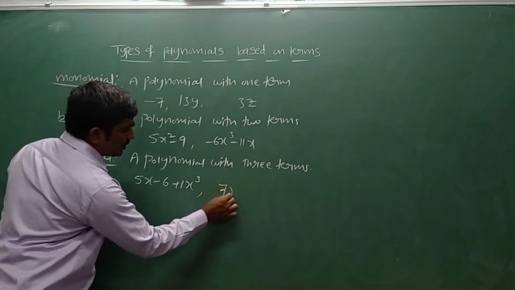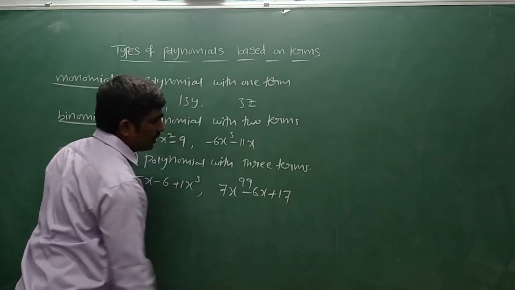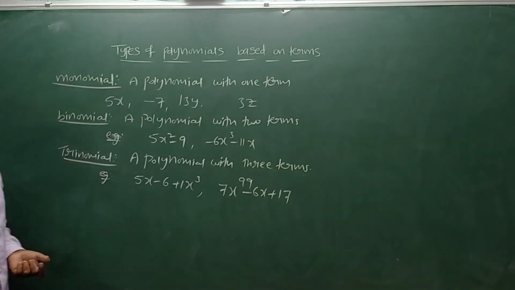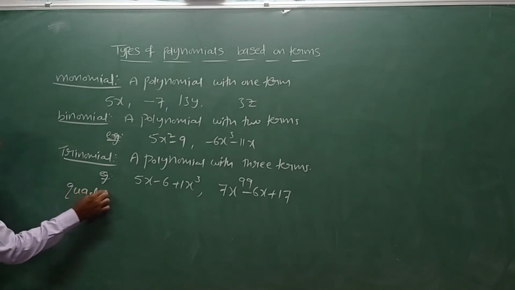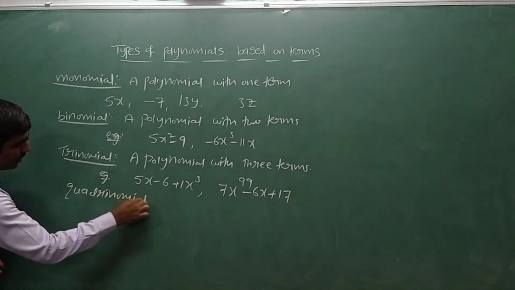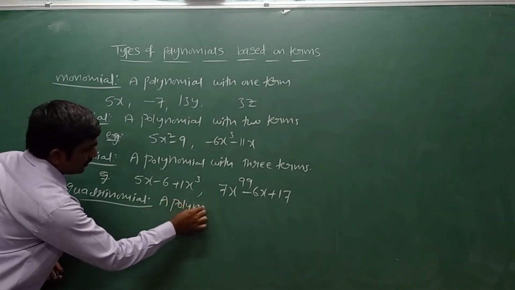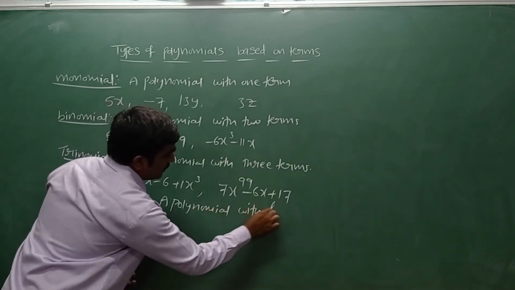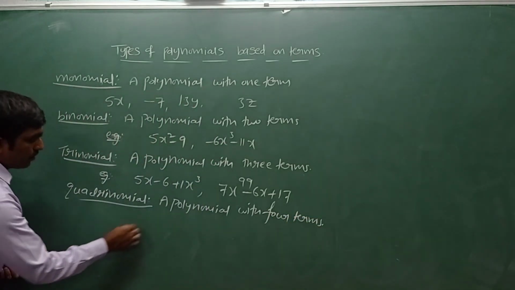Let me take 7x power 99 minus 6x plus 17. Yes, you can see here a polynomial which contains 3 terms is called a trinomial. Sir, what do we call it if a polynomial has 4 terms? It is called a quadrinomial. What is meant by quadrinomial, ma'am? A polynomial with 4 terms is called a quadrinomial.